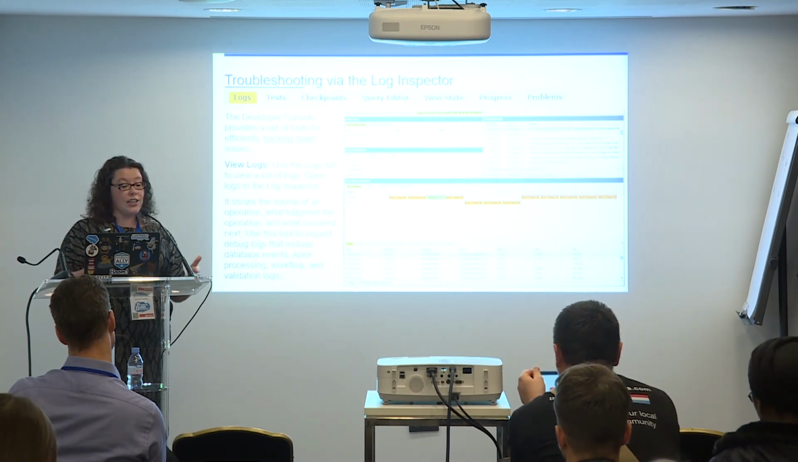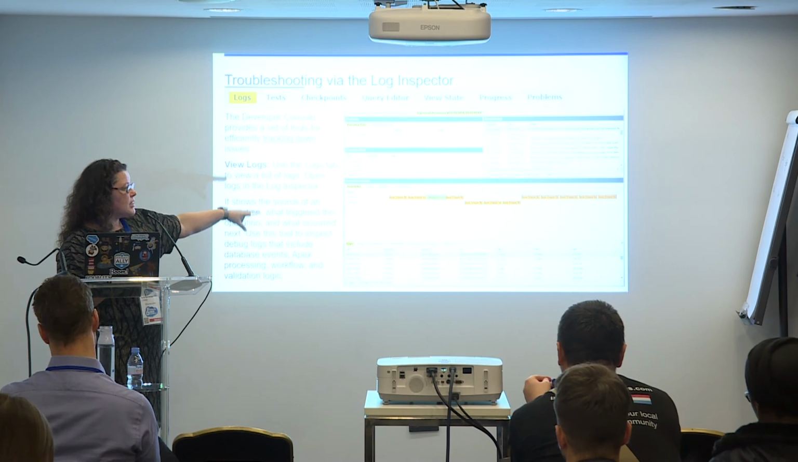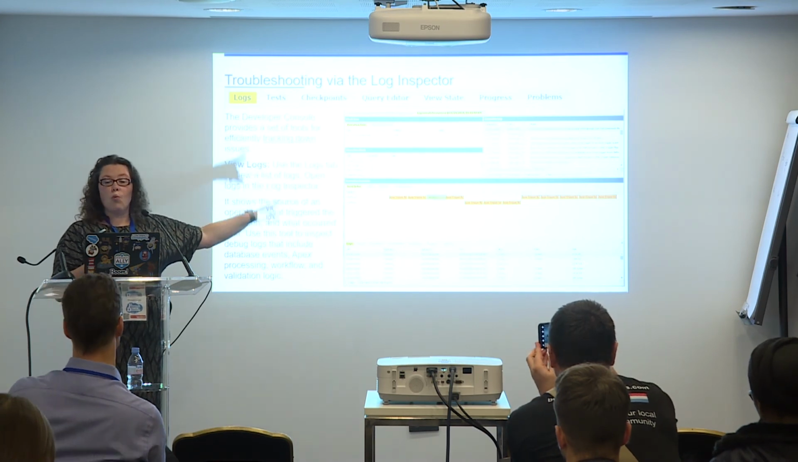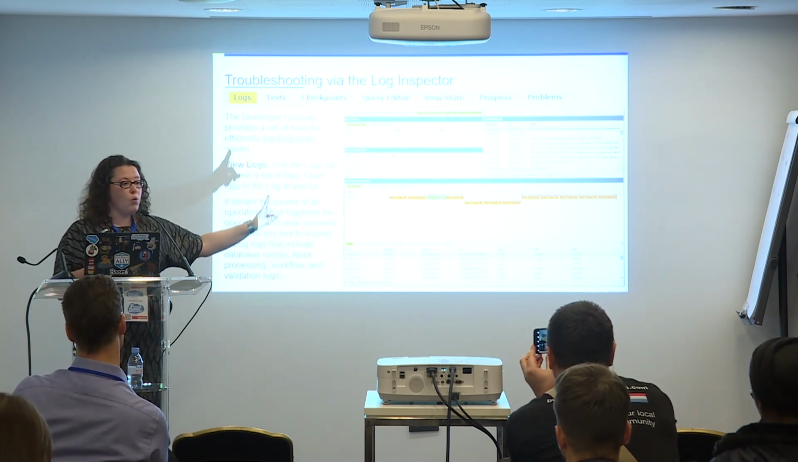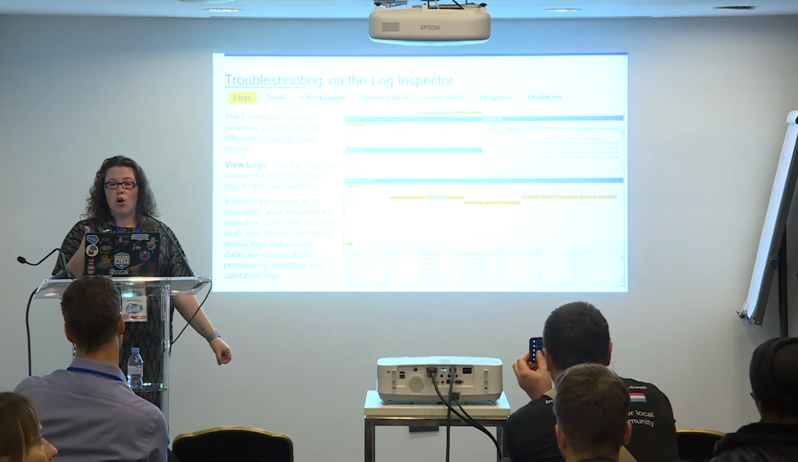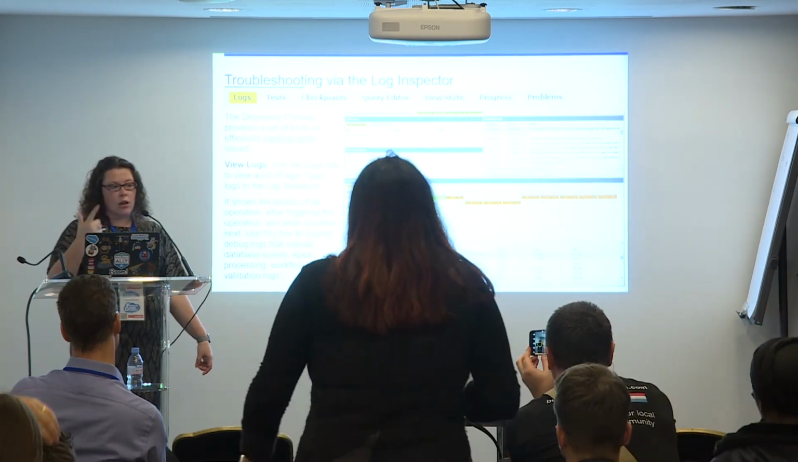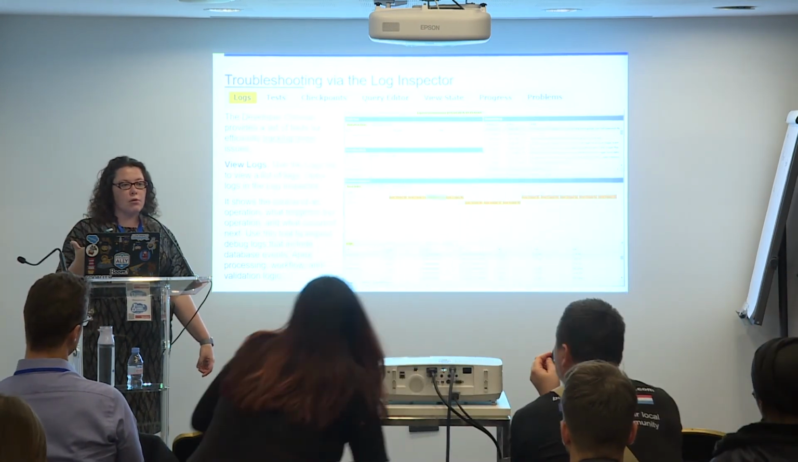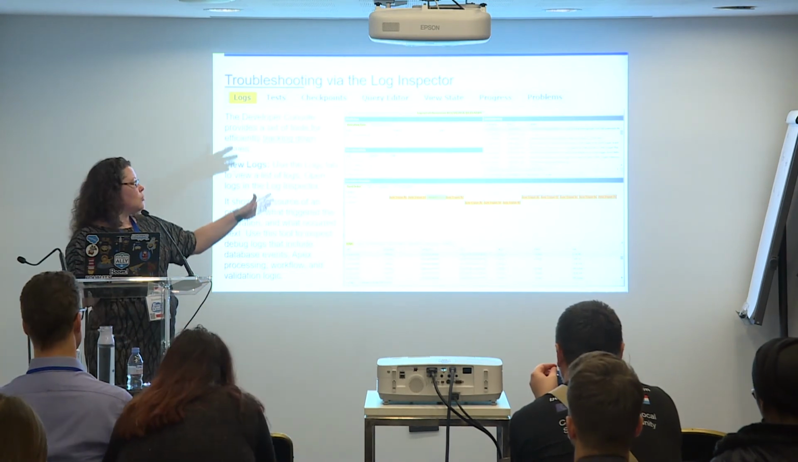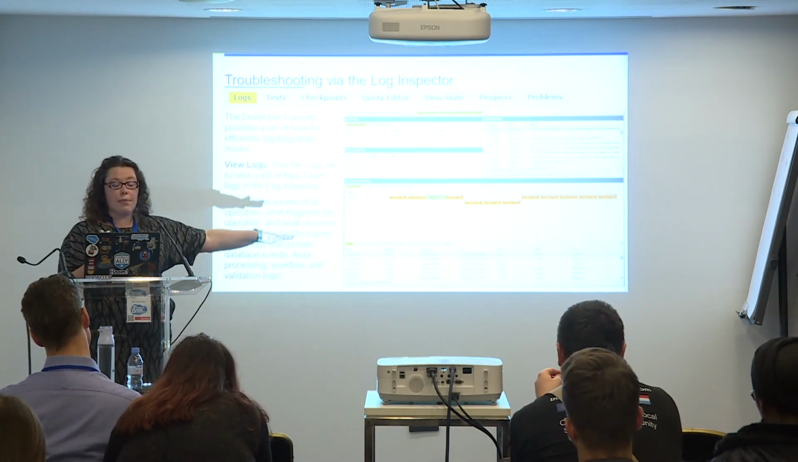But then what you can do is get to a screen like this to start working out, where did my error happen? What was it, a validation rule that didn't work, or was it a data update, or did it hit a limit? You can better troubleshoot what's happening here.